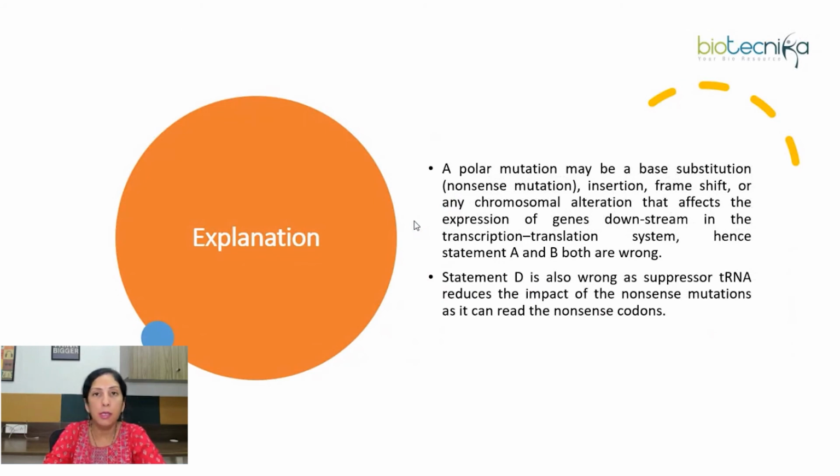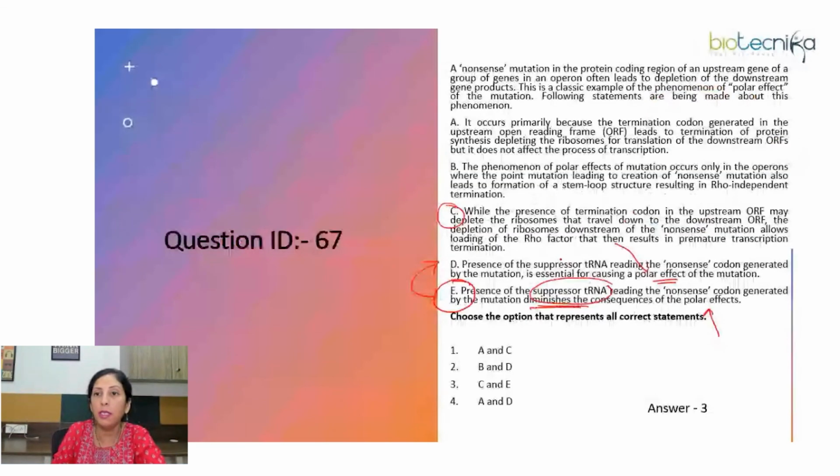This is where we can see the explanation. As I've already mentioned, polar mutations affect the expression of the genes or operons downstream. So that makes statements A and B incorrect. Because in statement A it has been mentioned that it does not affect the process of transcription, whereas in statement B they have mentioned that rho independent termination will be seen. So that makes statements A and B incorrect statements.